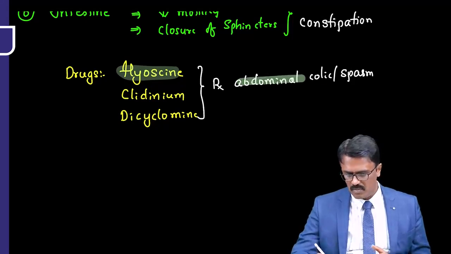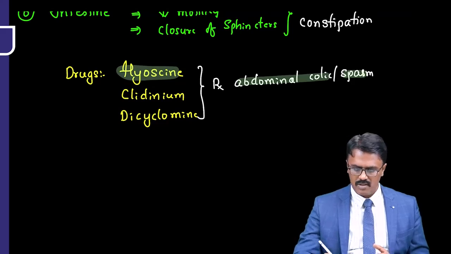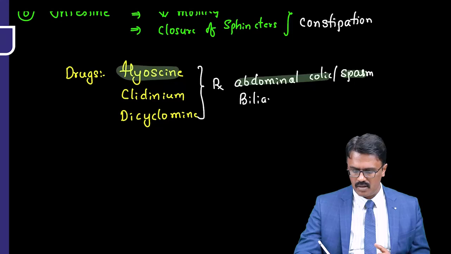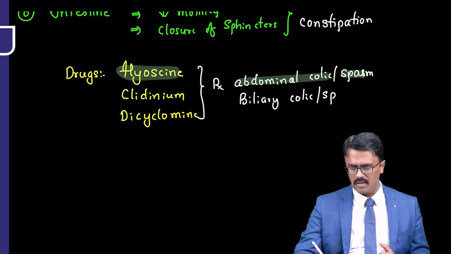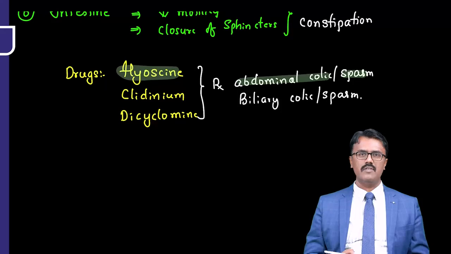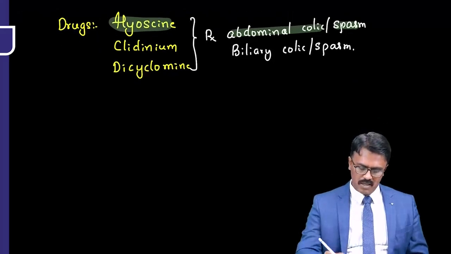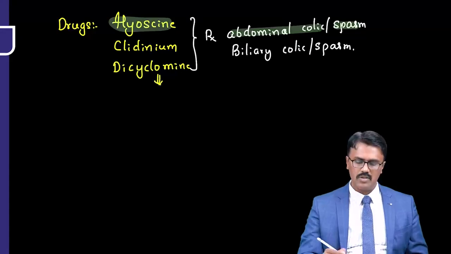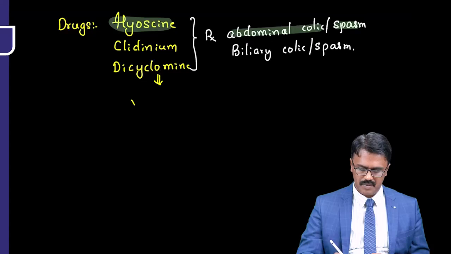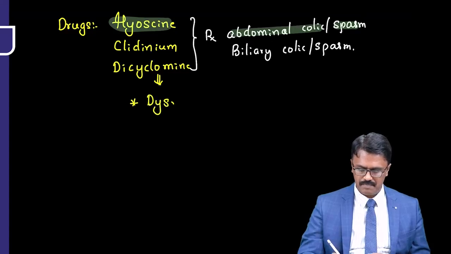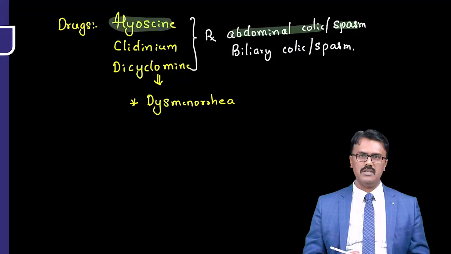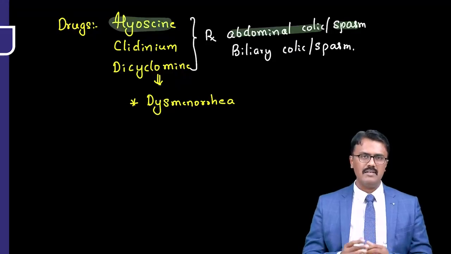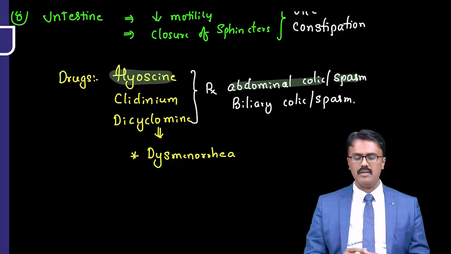So they are used in abdominal colic and spasm, and they are also used to relieve biliary colic. So anticholinergic drugs are effective in biliary colic as well as biliary spasms. They relieve it. Now the specialty of dicyclomine is that it is also used for one more condition, that is called dysmenorrhea. You all know what dysmenorrhea is? It's a painful menstruation condition, and it relaxes the uterus and decreases the pain. So these are the drugs in the intestine.